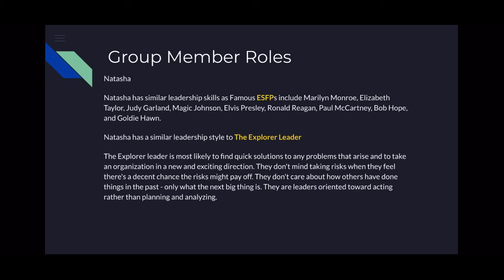Natasha has a similar leadership style to the Explorer leader. The Explorer leader is most likely to find quick solutions to any problems that arise, and to take an organization in a new and exciting direction. They don't mind taking risks when they feel there's a decent chance the risks might pay off. They don't care about how others have done things in the past, only what's the next big thing. They are leaders oriented towards acting rather than planning and analyzing.